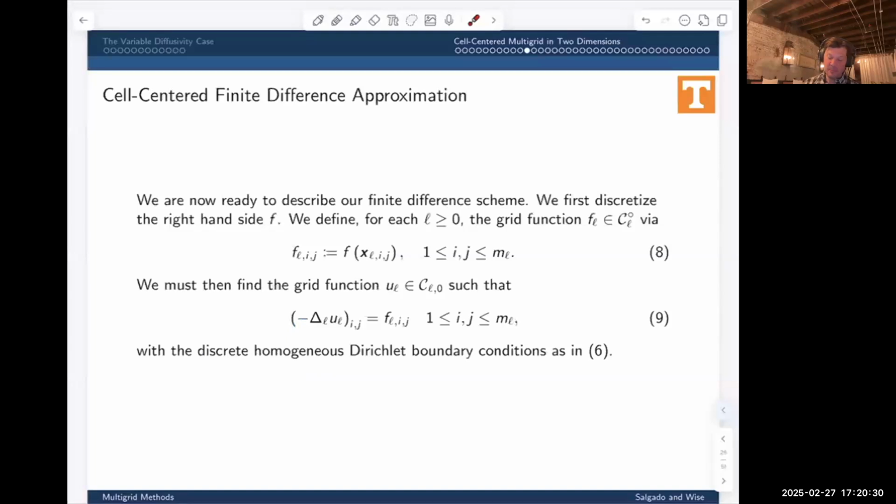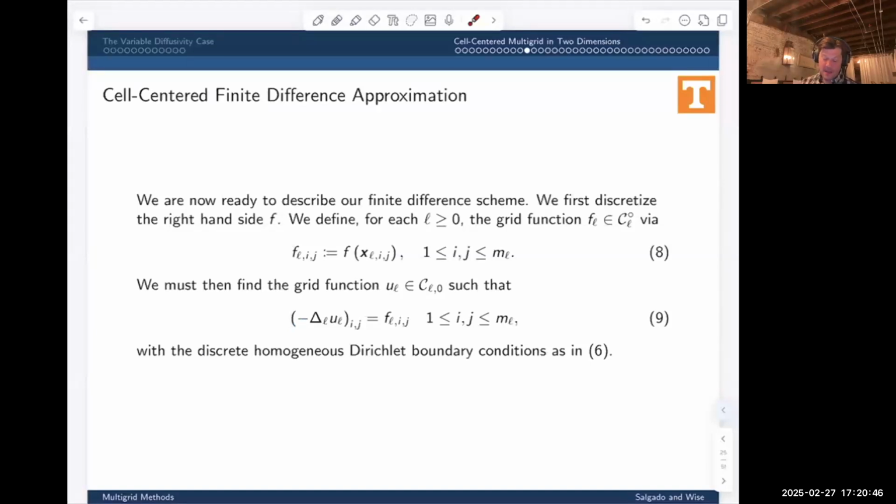But we're getting a little bit ahead of ourselves. We want to formulate our cell-centered finite difference problem for this 2D case where we have a constant diffusivity. And so that's where I'm going to pick up next time. I'm going to stop there.